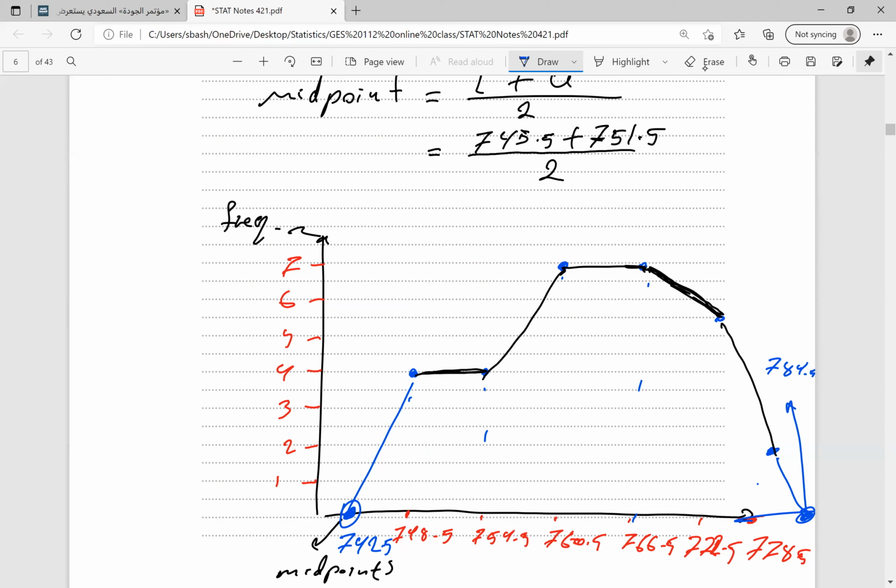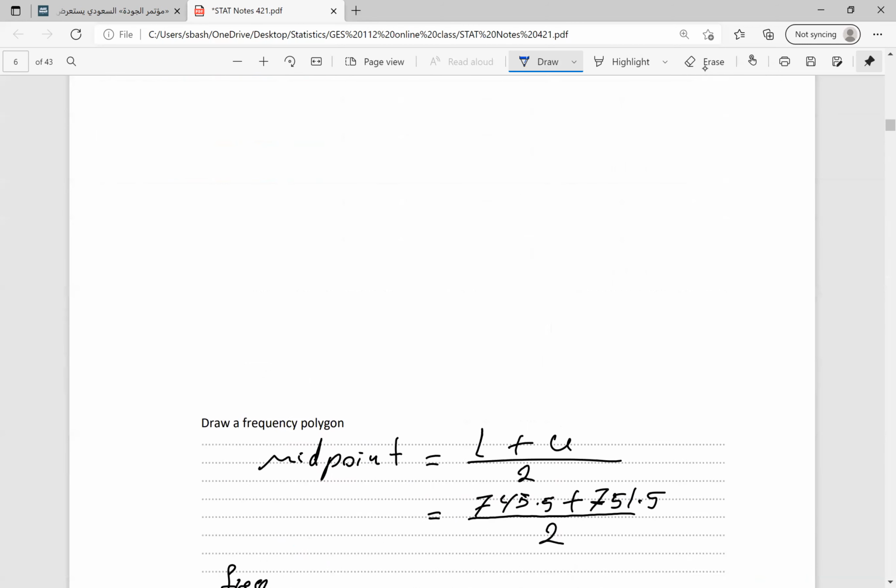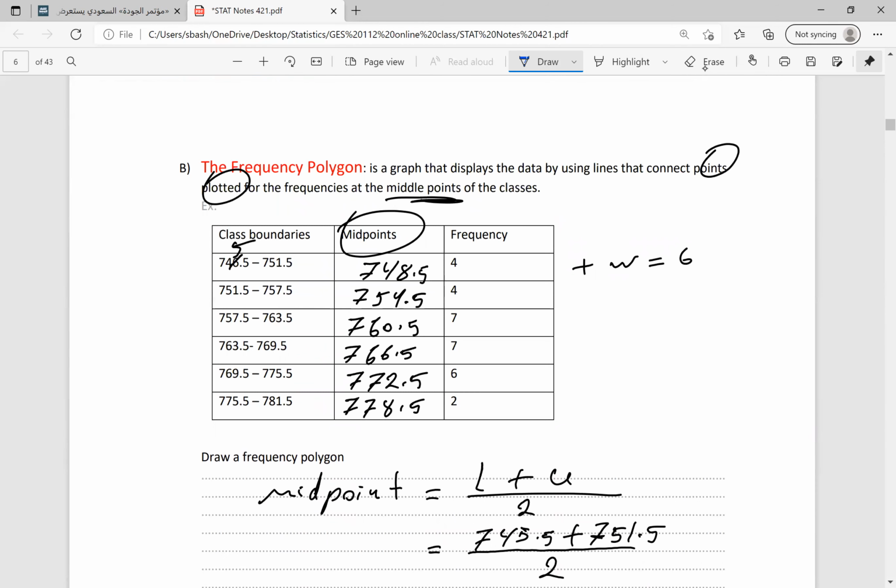I can call them virtual midpoints, because this will be the external midpoint, less than the first class and larger than the last class. So we can call them the virtual or the zero frequency classes. These are not part of the classes, but I have to add them at the beginning and at the end of the frequency distribution just to close the polygon. We have to close the polygon. That's why I need to add one more. This is just for closing.